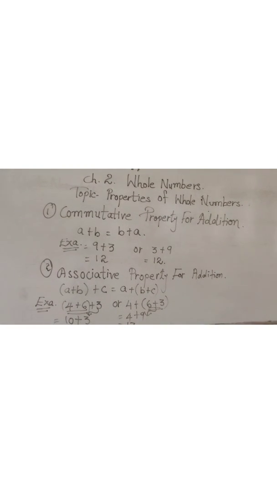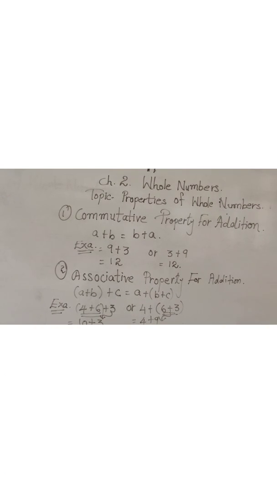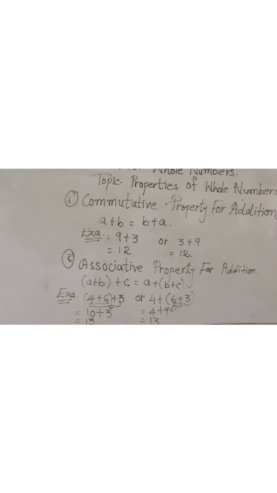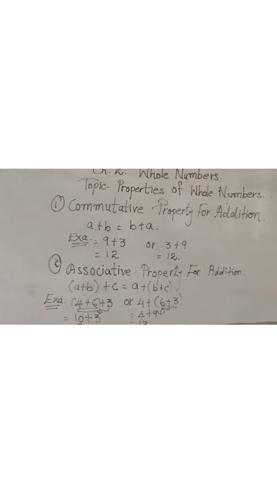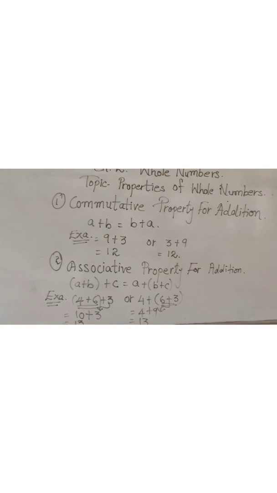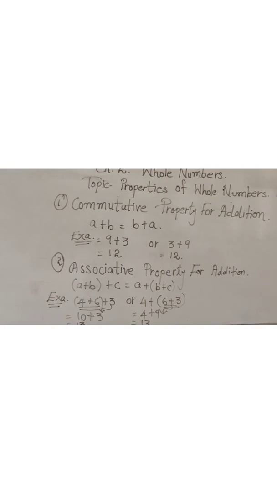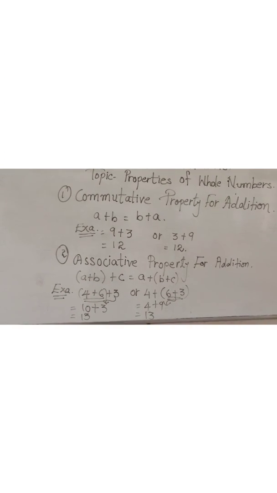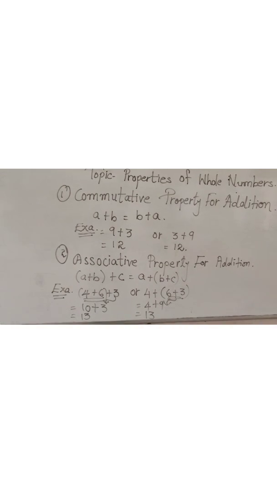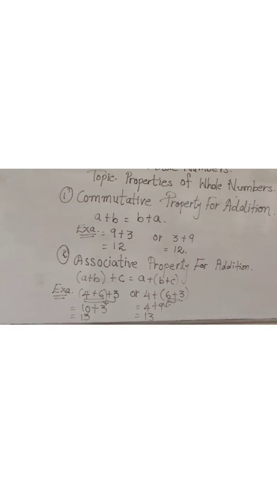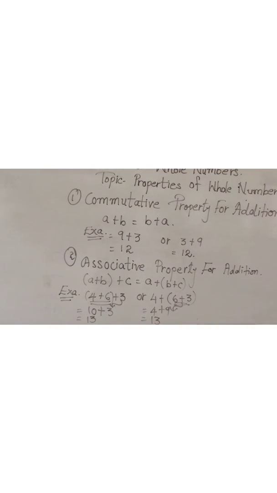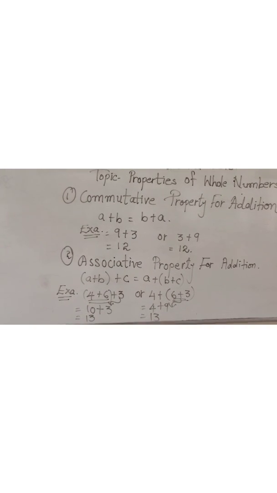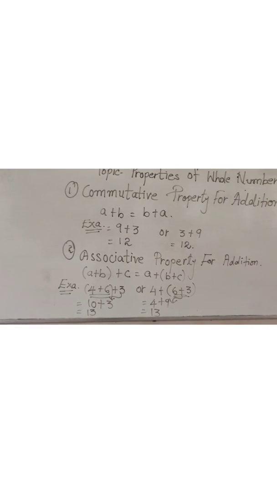So let's see first for addition. So here commutative property for addition. So what is commutative property? It's A plus B is equal to B plus A. Suppose you are adding 9 and 3. So 9 plus 3, 12. Or 3 plus 9, 12. In both the ways, what have we done? We have simply altered their places. Yani 9 की place पर 3 और 3 की place पर 9. So in both the ways you are getting same answer.